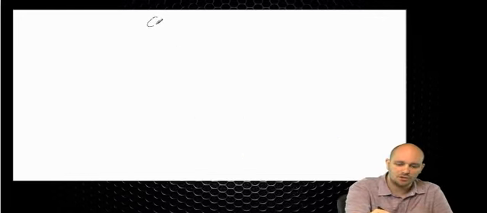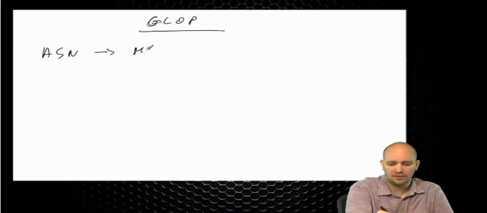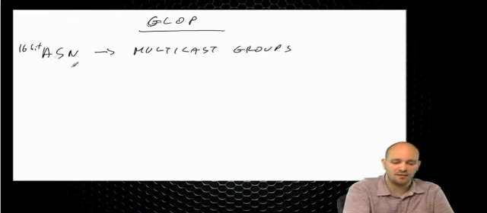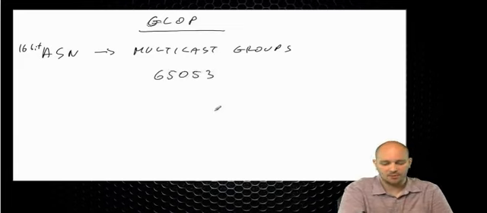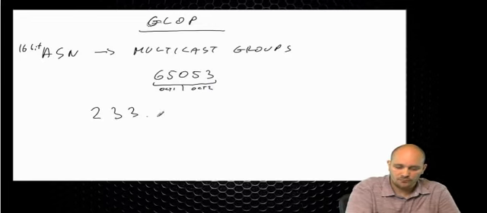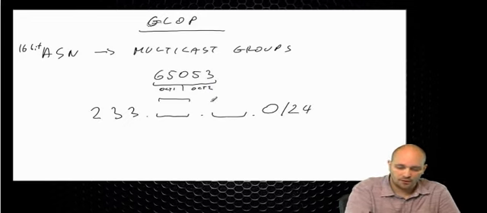Now, what GLOP is, so I'm just going to quickly explain it here, is a way for organizations that have an autonomous system number to map it to multicast groups. So basically, the way that works is, if you have a 16-bit autonomous system number, it doesn't work for 32-bit autonomous system numbers. Let's say that your autonomous system number is 65,053, for example. So this is one of the private ones, so I'm just going to use that as an example. Basically, these here are two octets. So we have octet 1 and we have octet 2. And these two octets need to be mapped somehow to these two octets here in our 233 network.